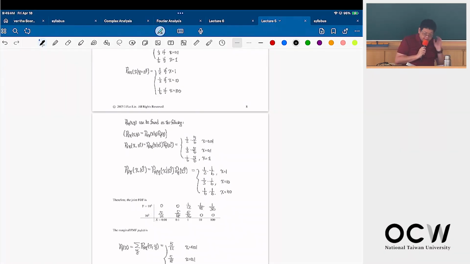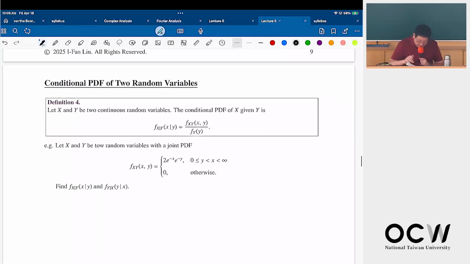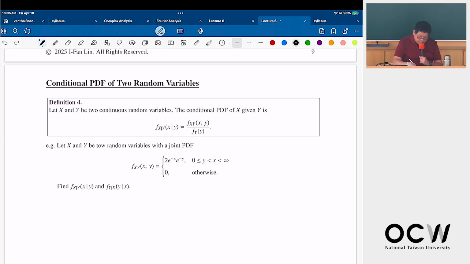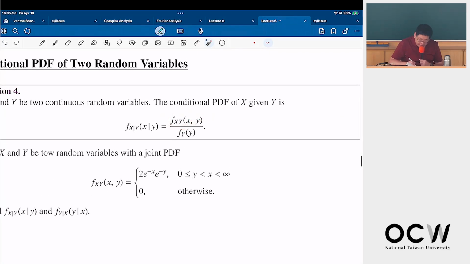Then next, we will talk about the conditional PMF of 2 random variables, and then the continuous case. All right, let's continue. Next, we just talked about the conditional PMF. And how about the conditional PDF? So here is a conditional PDF of two random variables. Here's a definition. For two continuous random variables, the conditional PDF of x given y will be the joint PDF divided by the marginal PDF of y.